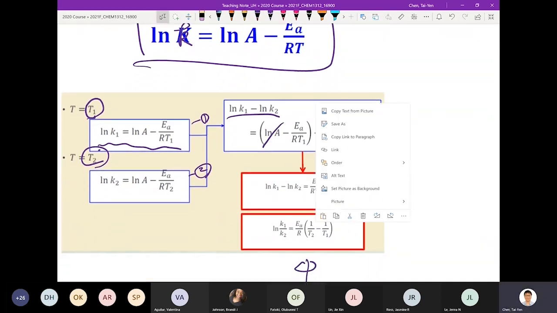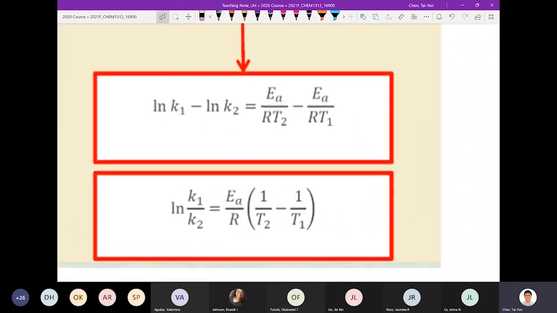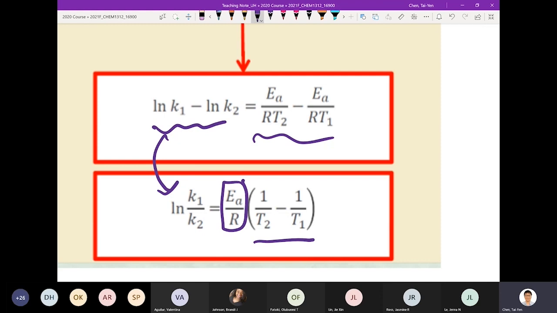If you summarize things, you're going to see natural log k1 minus natural log k2 equals EA over RT2 minus EA over RT1. Then you just combine this. When you do the subtraction of logs, it becomes division, right? On this side, you just pull out EA over R outside the parentheses, and inside will be 1 over T2 minus 1 over T1.